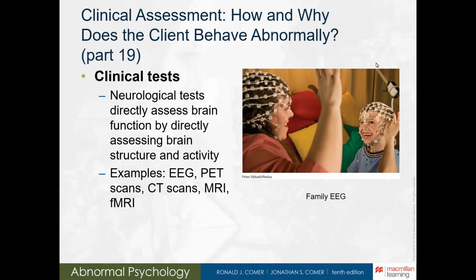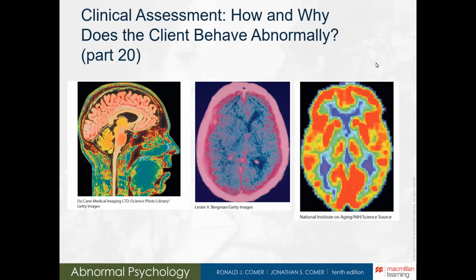Then we look at clinical tests. And when you think about clinical tests, you're going to find that these are neurological tests that directly assess brain function by directly assessing brain structure and activity. And some of these are going to include an EEG, a PET scan, a CT scan, an MRI, and a functional MRI. When you look at the brain, what you see here is different images that will produce different aspects of functioning within the brain. And that can also help us to get a better understanding of how the individual is functioning.